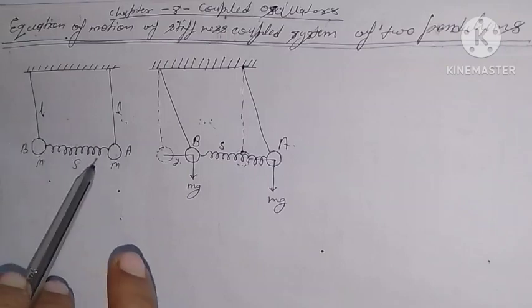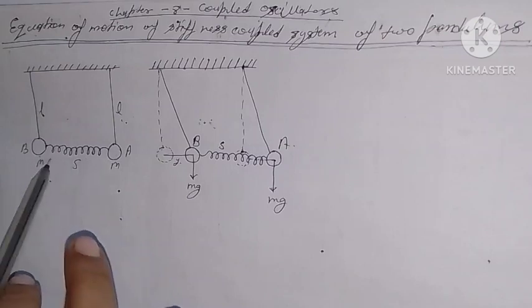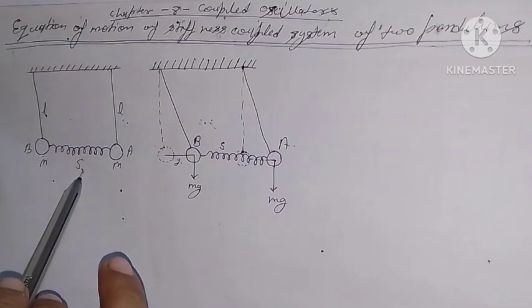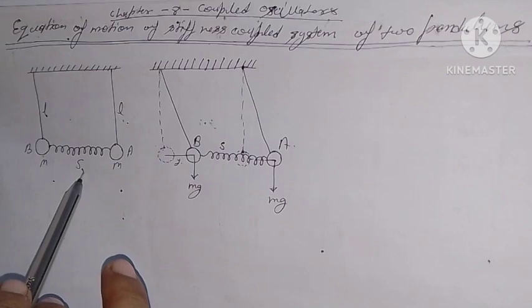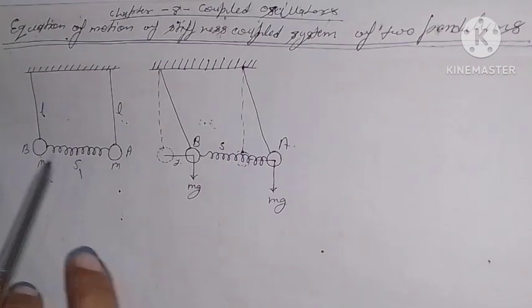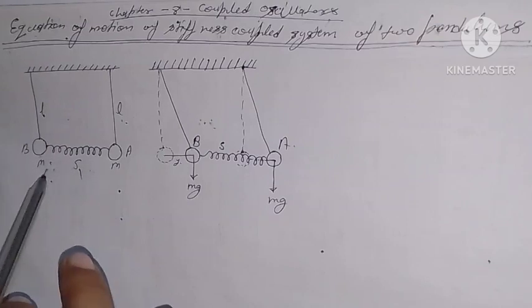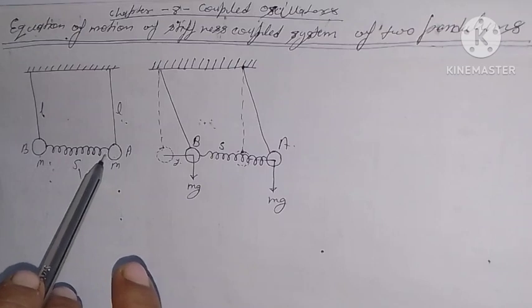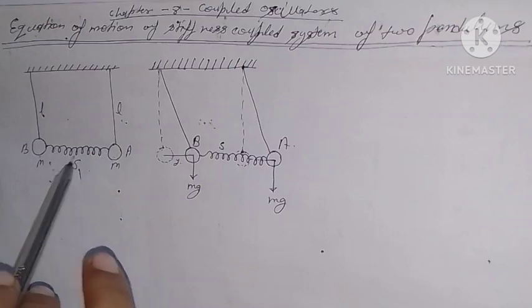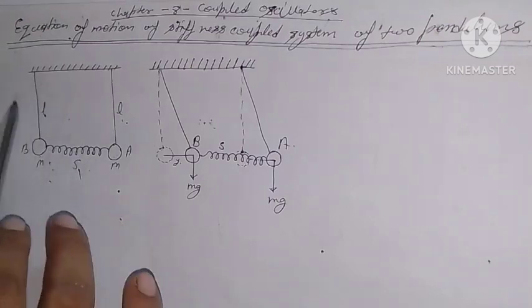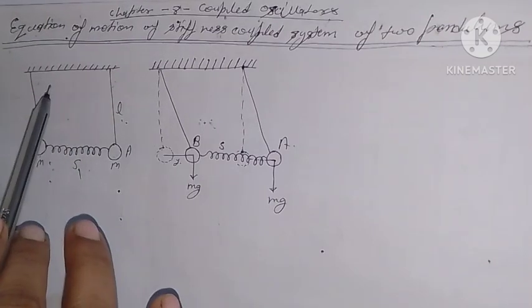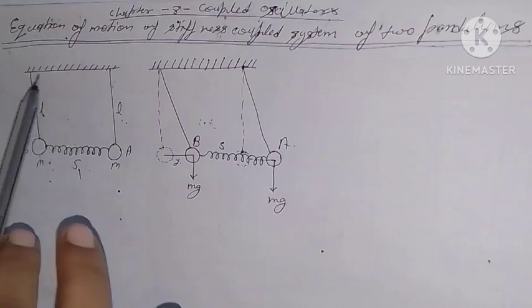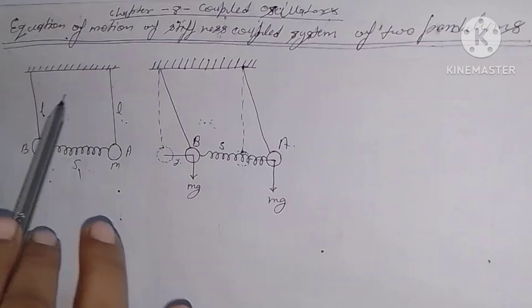The bobs are connected by a light spring of stiffness S, whose normal length is equal to the distance between the bobs when none of the two pendulums is displaced from its equilibrium position. Such pendulums are known as stiffness coupled.